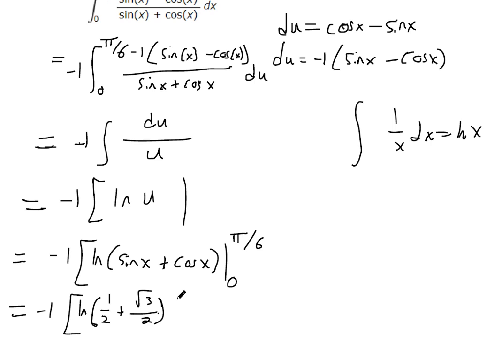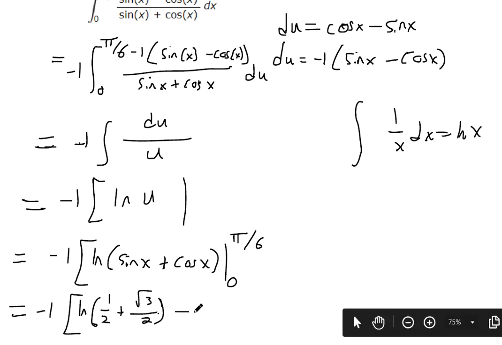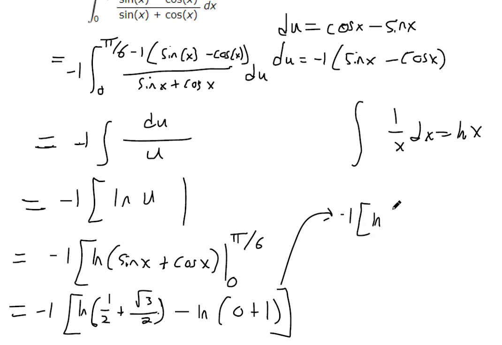Just double checking my work there. Yeah. And then we need to subtract the natural log of sine of 0 plus cosine of 0. Oops, so let's just evaluate that. Sine of 0 is 0. Cosine of 0 is 1. And then simplifying a little bit more, this is negative 1 times the natural log of 1/2 plus the square root of 3 over 2.